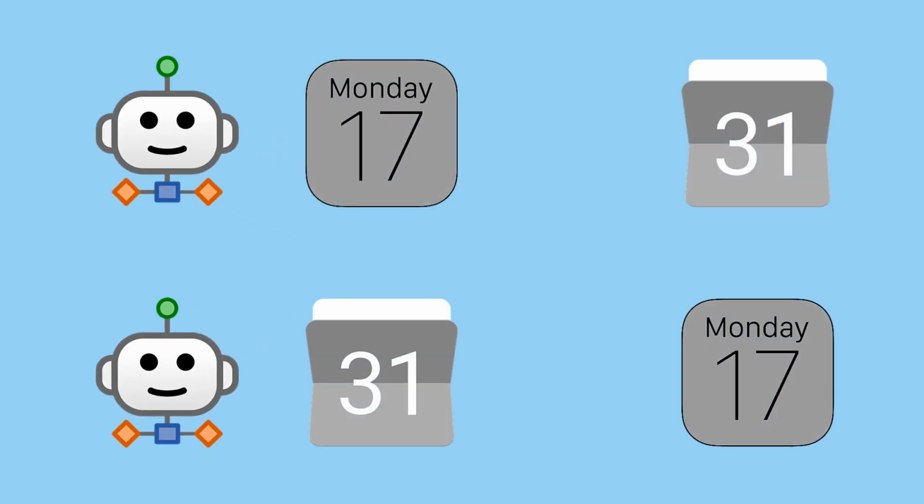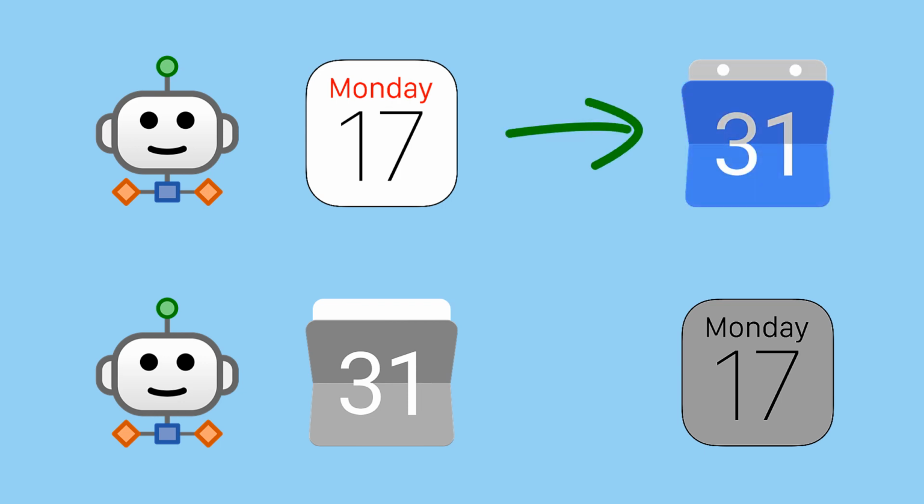One bot will monitor for new or updated events in Apple iCloud Calendar and sync them over as Google Calendar events. The other bot will monitor for new or updated events in Google Calendar and sync them over as Apple iCloud Calendar events.